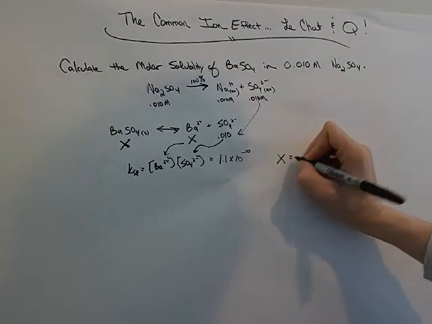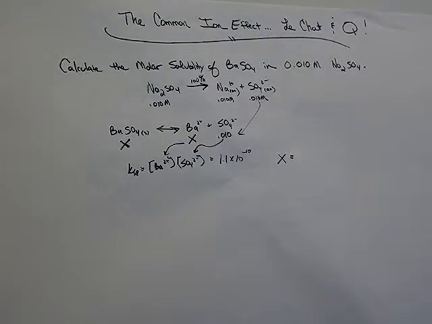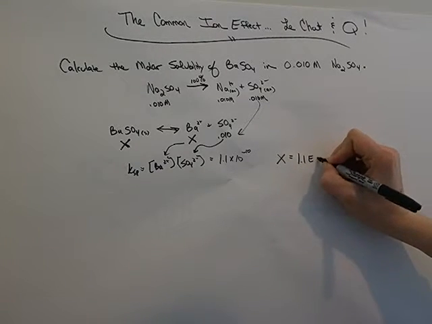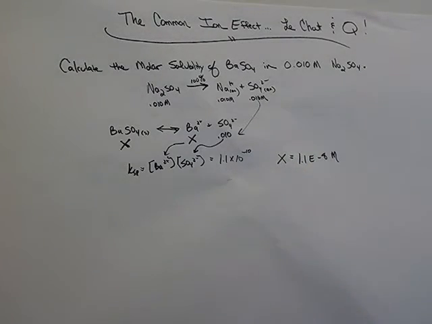And in this case, we find that the value of X should be roughly equal to 1.1 times 10 to the negative 8th. So the presence of the sulfate ion dropped barium sulfate's molarity from 1.0 times 10 to the negative 5th, a 1,000-fold drop, down to 1.1 times 10 to the negative 8th. Very strong, the common ion effect.